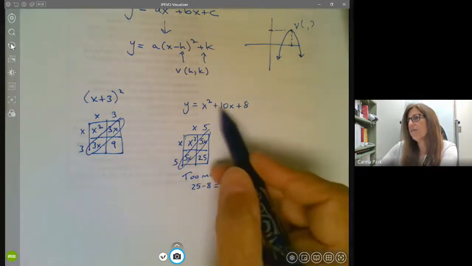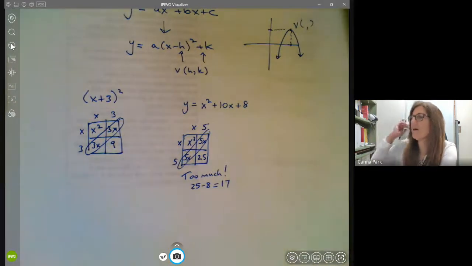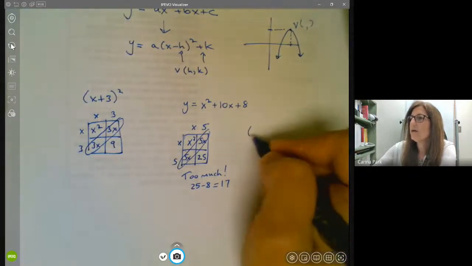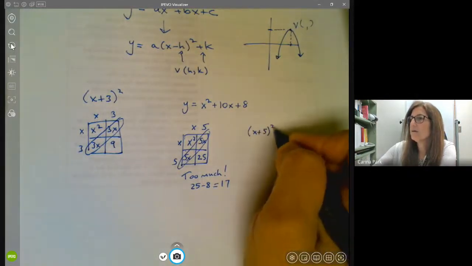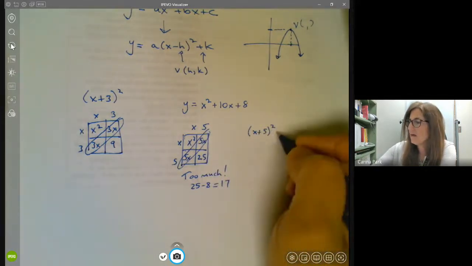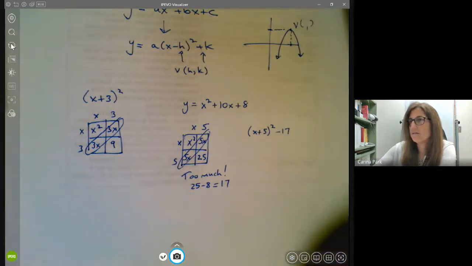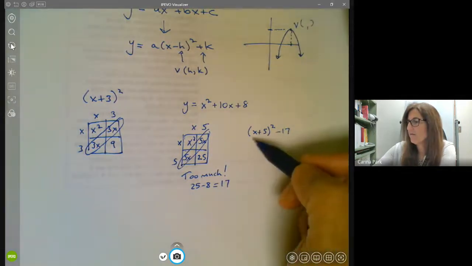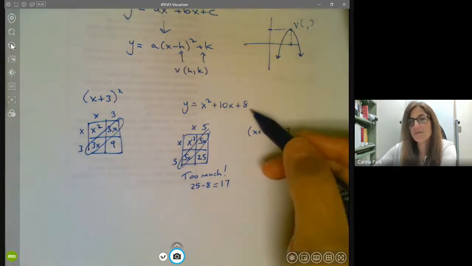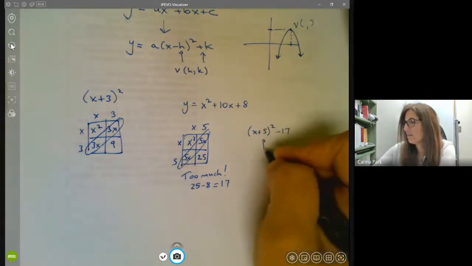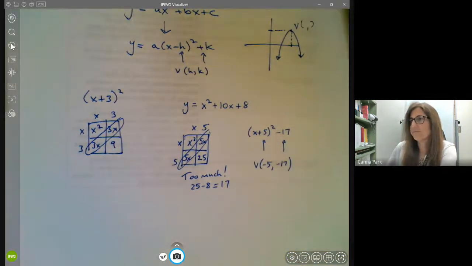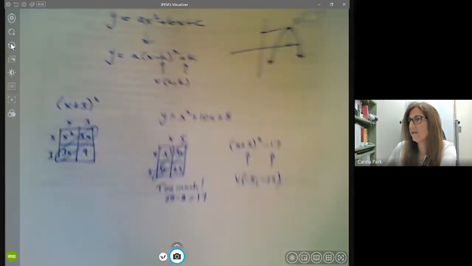So I know that this expression, x² + 10x + 8, is equal to (x + 5) squared, which was everything that's in here, but it's too much. So I have to subtract 17. All right? If I expand this, I'll get a plus 25, and then here's my minus 17. I get my original question. And from this, I can see that the vertex is (-5, -17). Okay, so that's completing the square with the area model.